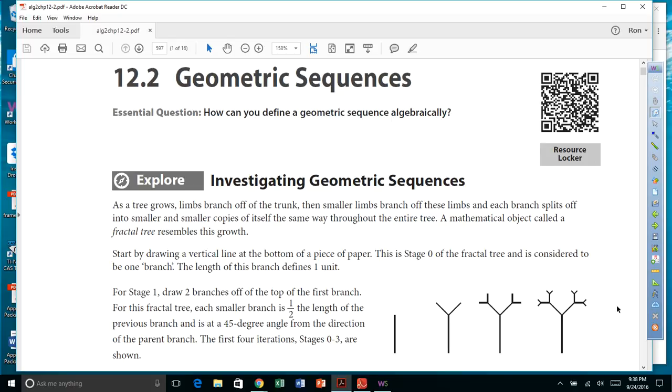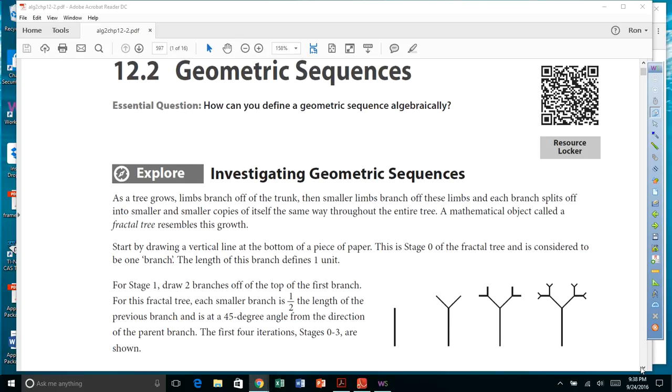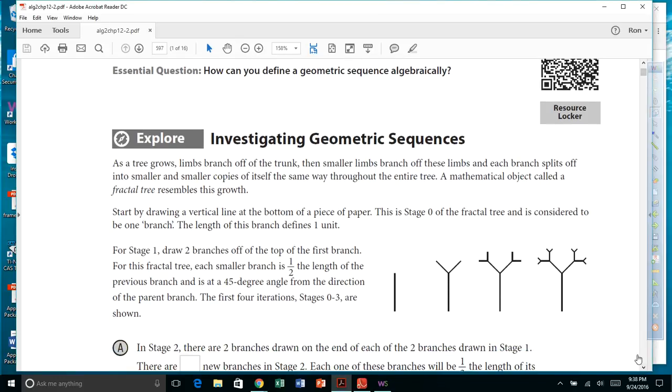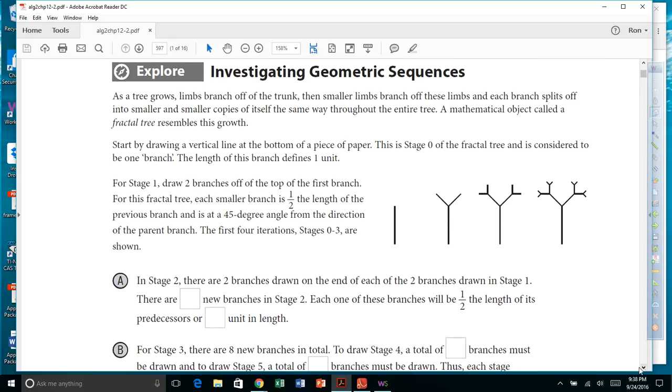Investigating geometric sequences. As a tree grows, limbs branch off the trunk. Then smaller limbs branch off these limbs, and each branch splits off into smaller and smaller copies of itself, the same way throughout the entire tree. A mathematical object called a fractal tree resembles this growth.